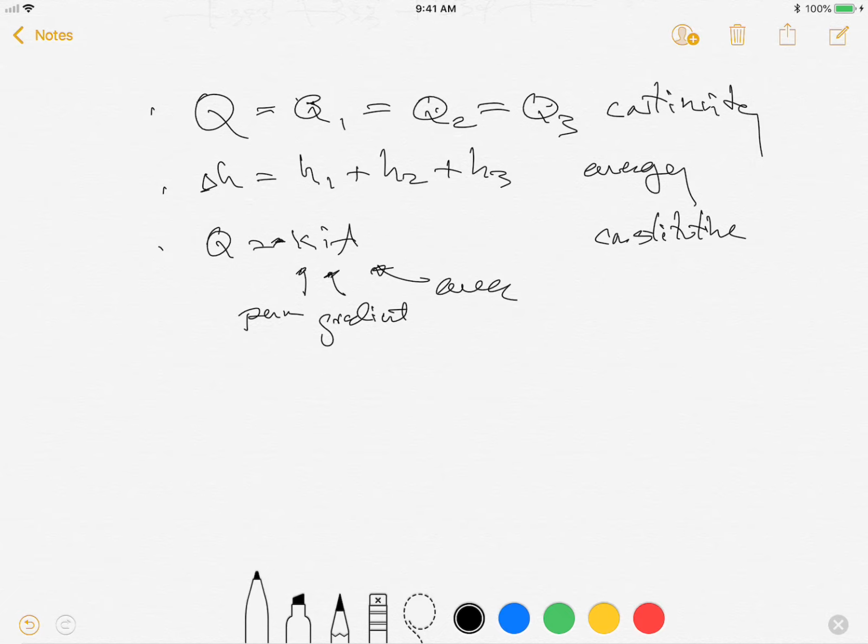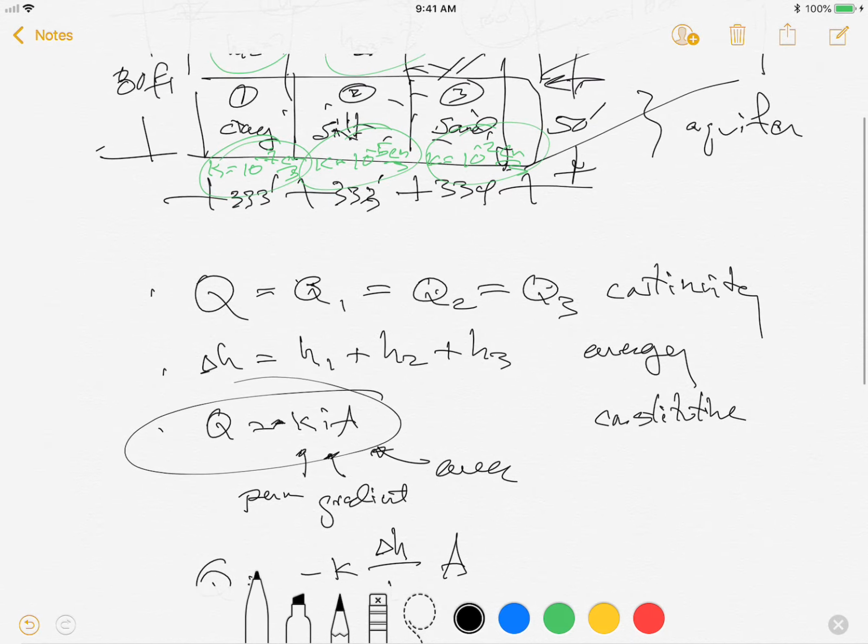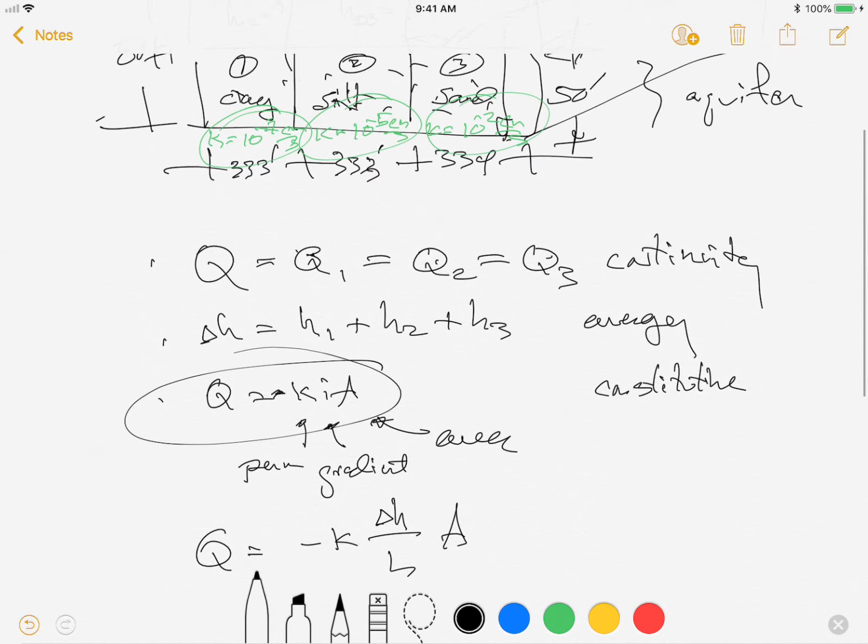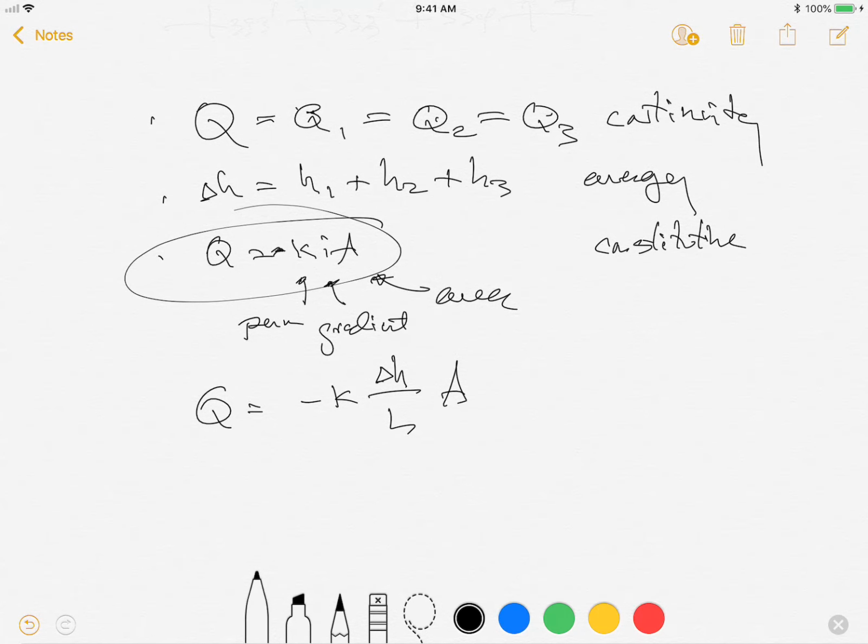So let's look at this constitutive relationship. Your constitutive relationship is negative K multiplied by the gradient multiplied by A. Well, what is a gradient? It's the change in elevation over the length, and we can also multiply it by the area. So what is the change in elevation going from one side to another? Okay, so that's the general constitutive relationship.